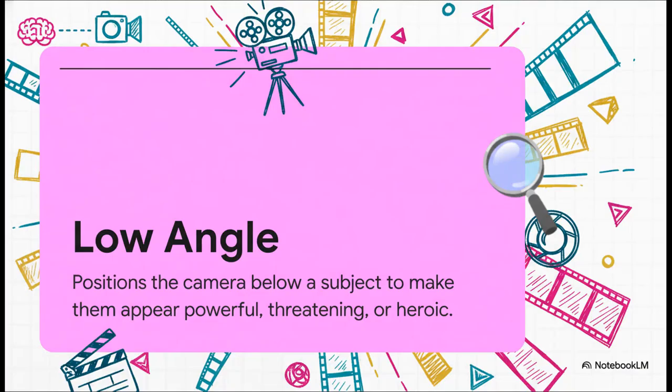So let's start with a classic, the low angle. You know the one. You put the camera down low, you point it up at your subject, and boom. Instantly, they feel powerful. This is your go-to for making a character look heroic, or maybe dominant, or even kind of threatening. It literally puts the viewer in a position where they're looking up at them.